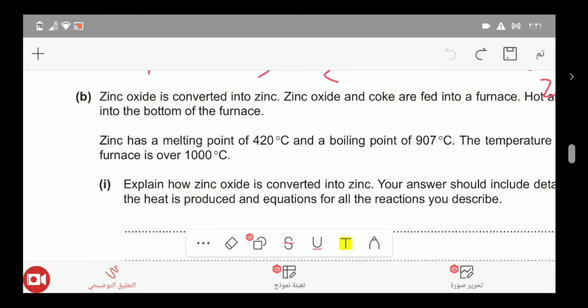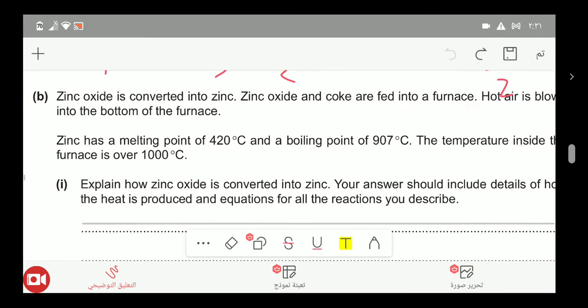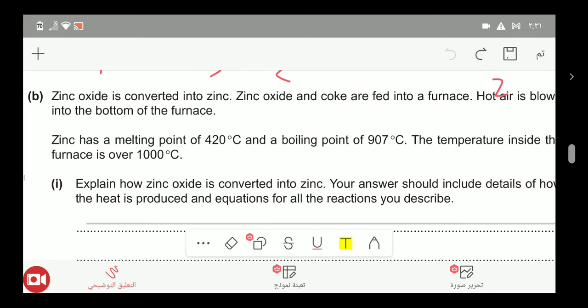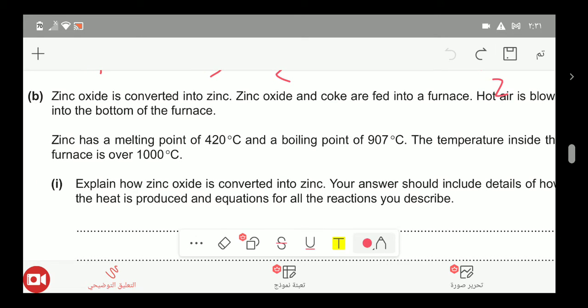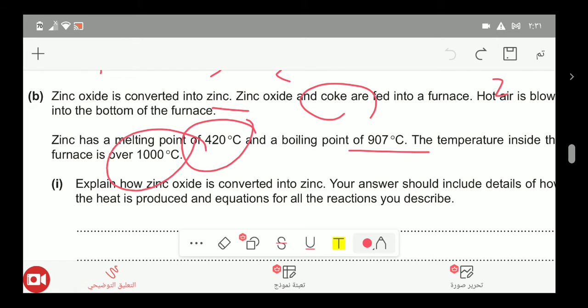Next question. Zinc oxide is converted into zinc. Zinc oxide and coke are fed into a furnace. Hot air is blown into the bottom of the furnace. Zinc has a melting point of 420 and a boiling point of 907. The temperature inside the furnace is over 1000 degrees Celsius.